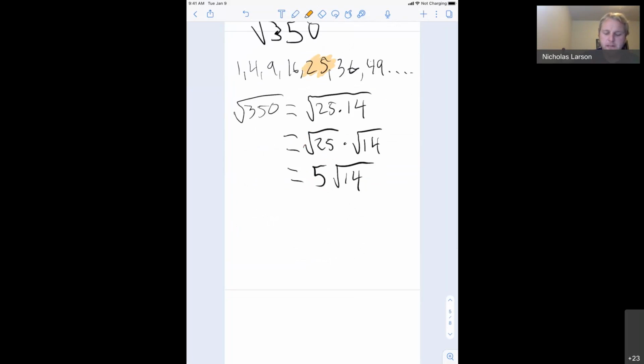And if 14 was able to have one of these other numbers here, I could break that down even further. However, it does not. Therefore, that's as simplified as we can get. We can't get any further. Again, super quick explanation as to how we simplify radicals. We want to break it up into smaller chunks, and we want to get our perfect squares. Okay. Perfect square numbers are our friends.